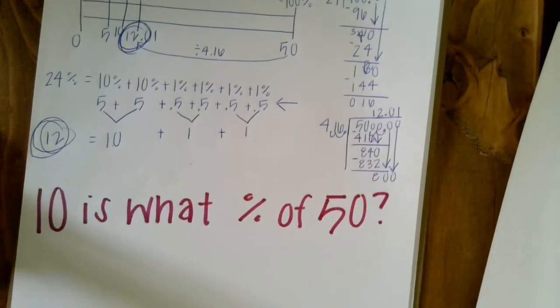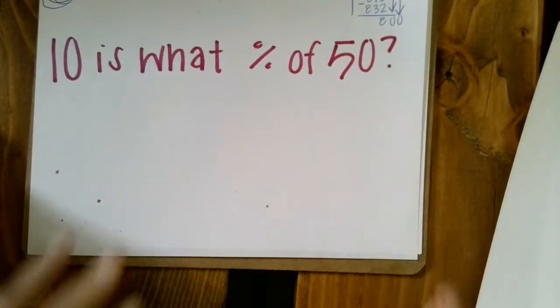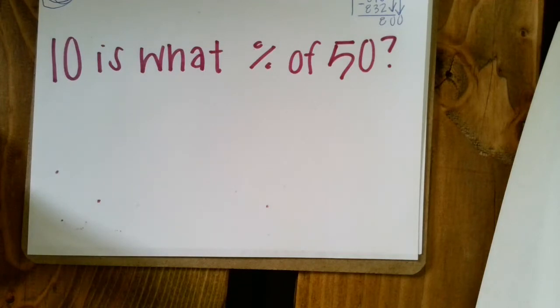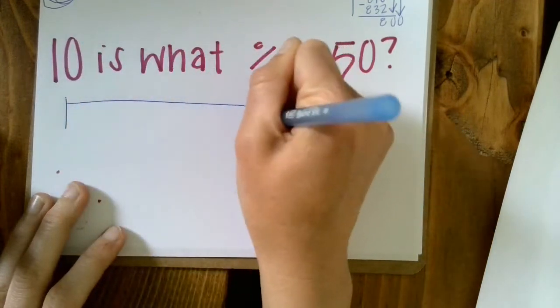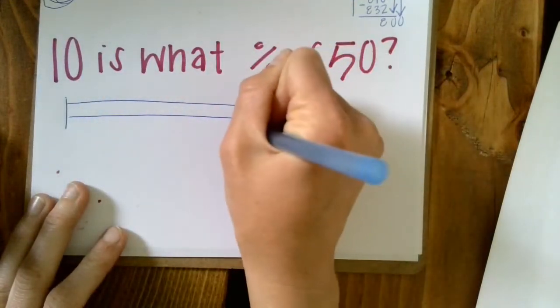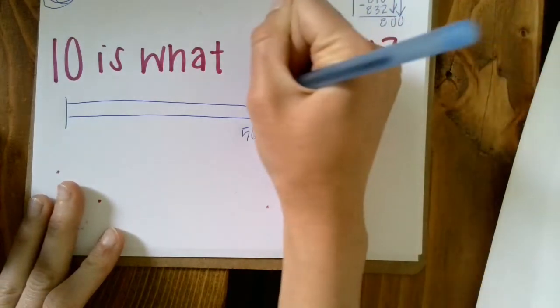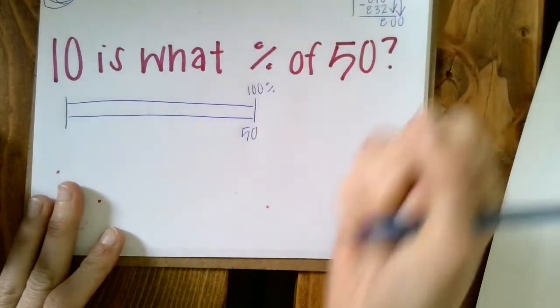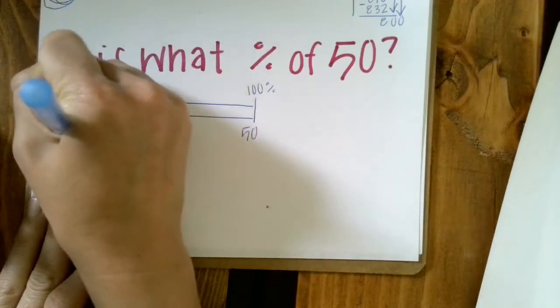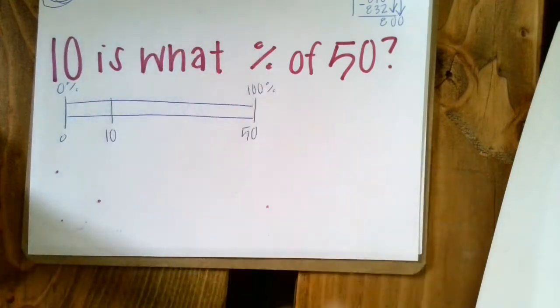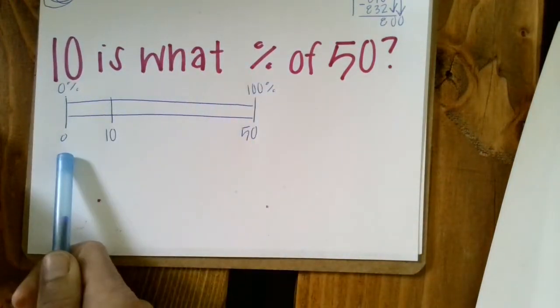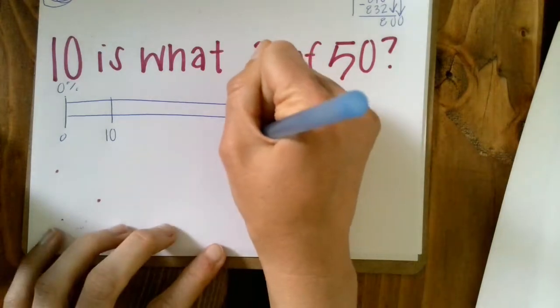And then the next type of percent problems that you might see is this number is what percent of this whole number. So 10 is what percent of 50. So if I'm using my first method, I'm going to go ahead and start my double number line, with 50 being the total, or 100%, 0% being 0, and then I'm looking for 10, not 10%, but 10, and that's going to be somewhere in here.